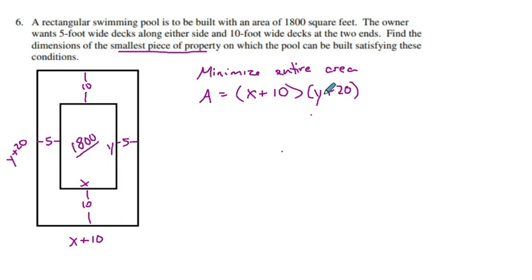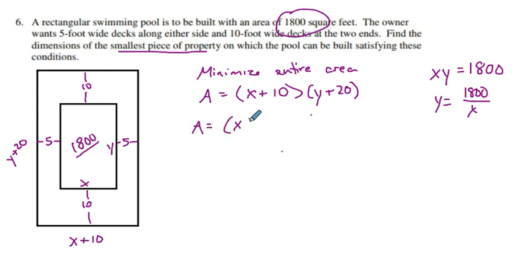And like we see in many of these problems, we have two variables and we can't proceed. So we look for another clue, and that clue we haven't used yet is the 1,800. And we can see by putting the xy here, we can write an easy formula, x times y equals 1,800. It doesn't matter which one we solve for. I'm just going to go ahead and solve for y. It'll work either way. 1,800 over x, and I'll substitute it in here. So A equals x plus 10 times 1,800 over x plus 20.